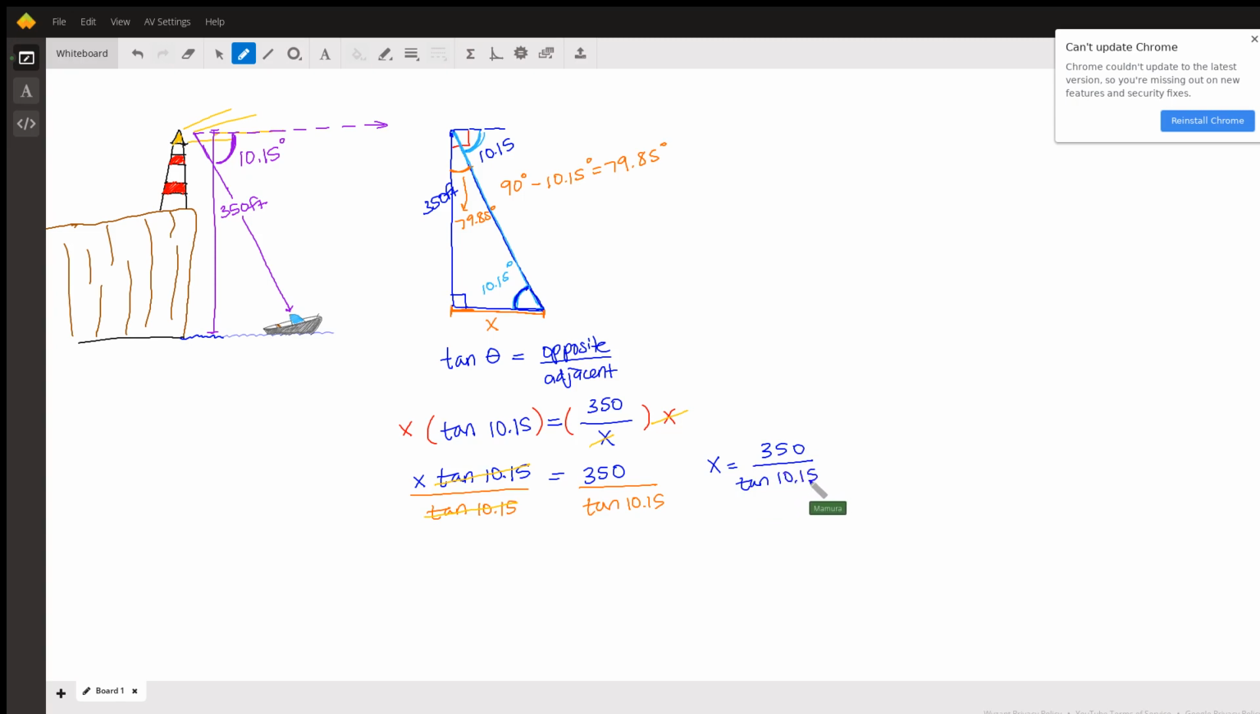And punching that into a calculator, we get that x equals 1,955. And we're looking to measure the distance. So since we're using the units of feet, this is going to be from the base of the lighthouse of the cliff to the boat. That distance will be 1,955 feet.